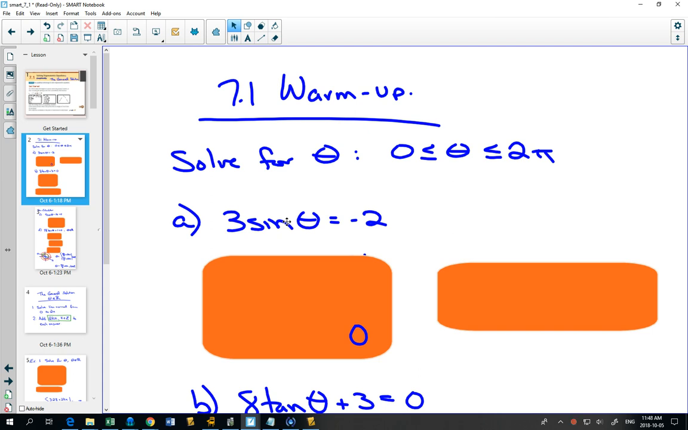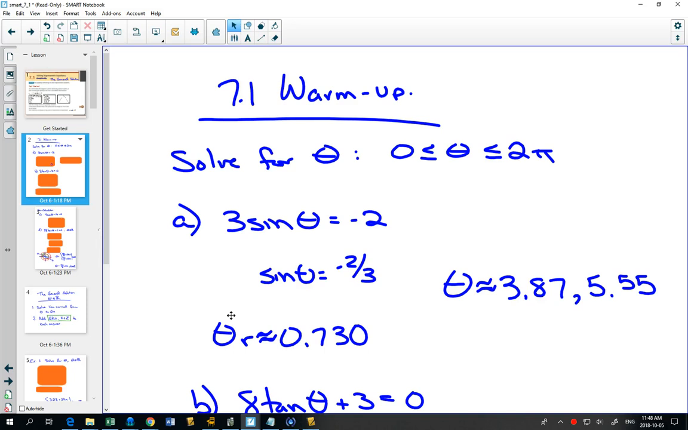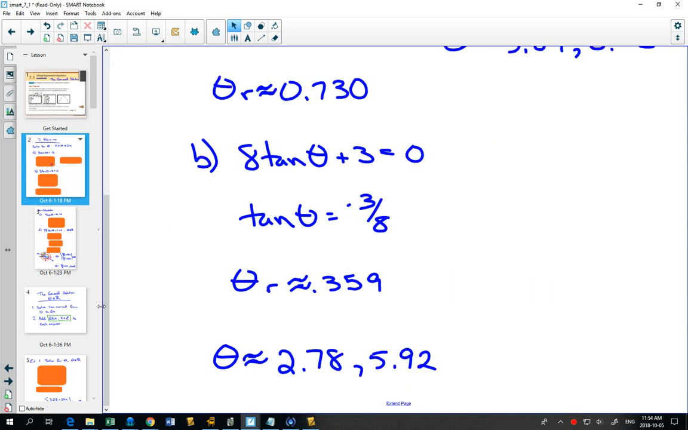Okay, to check how you did. Able to get sine theta by itself. Get a reference angle by doing sine inverse of positive 2/3. And then sine is negative in quadrant 3 and 4. Did you guys do all right in 10?